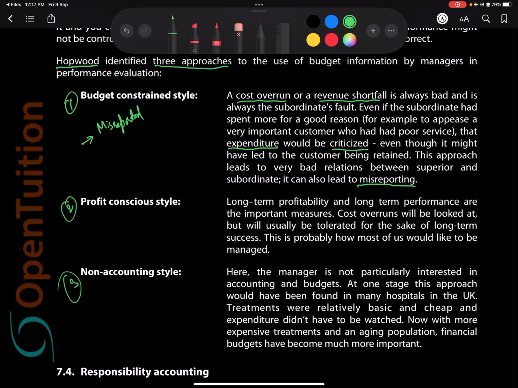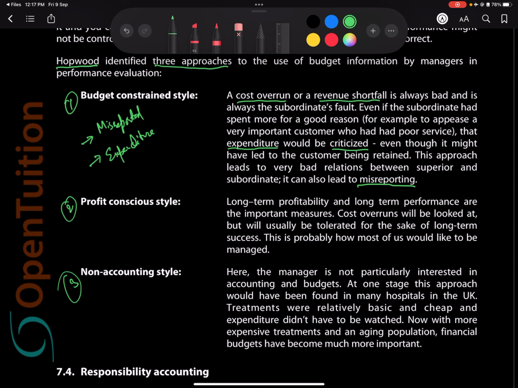They are being pressured to meet the budget, but even though they are doing their actions for the good, right? They are doing it just to retain the customer who had a bad service, but the expenditure would be scrutinized, or it would be termed as not required, right? So it was unnecessary.